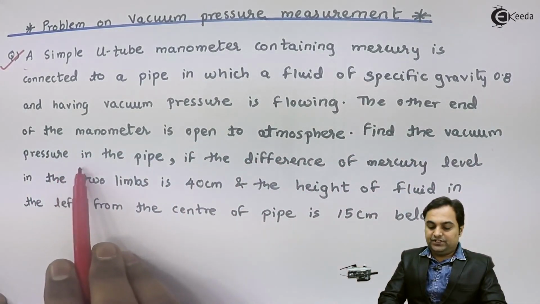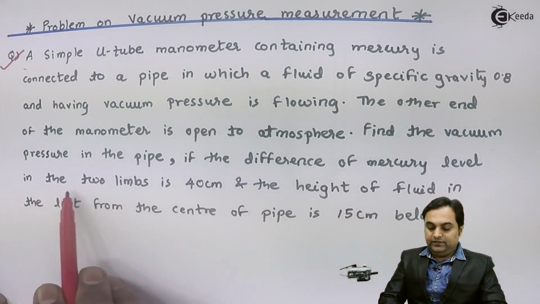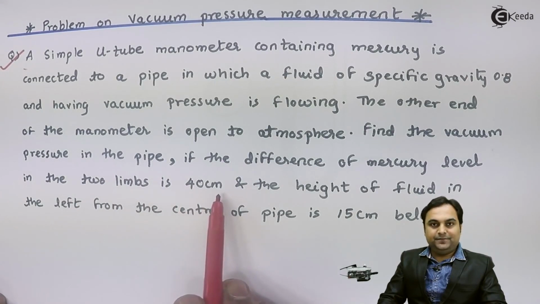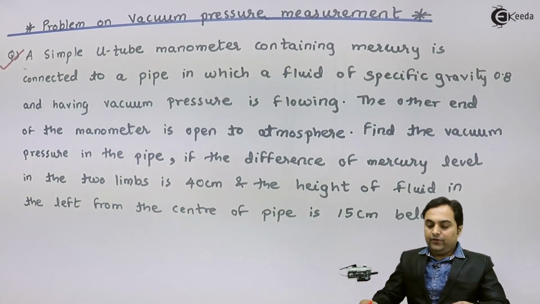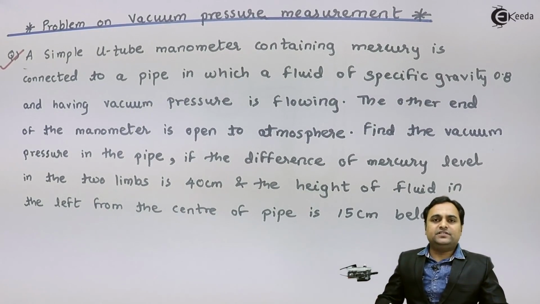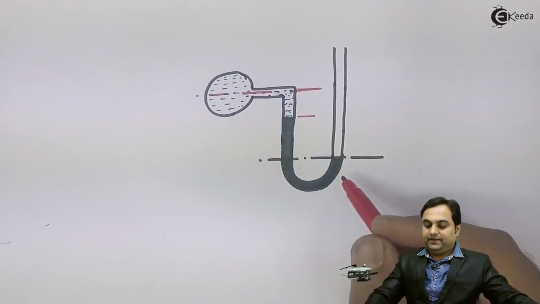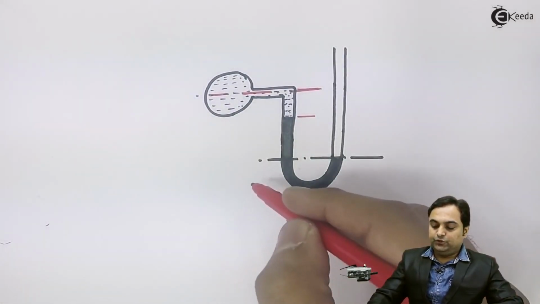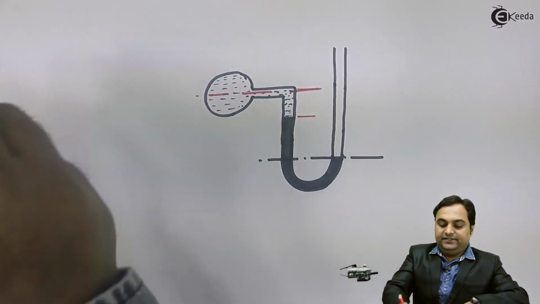Find the vacuum pressure in the pipe if the difference of mercury level in the two limbs is 40 centimeter and the height of fluid in the left limb from the center of the pipe is 15 centimeter below. So this is the question. Whatever is given here, I will write in the form of data, and for that purpose I have drawn the diagram here. This diagram indicates a U-tube manometer for vacuum pressure measurement. I'll read the question and write the data.